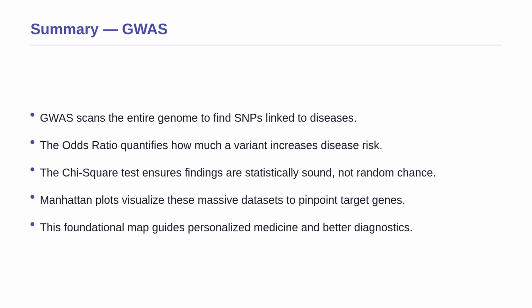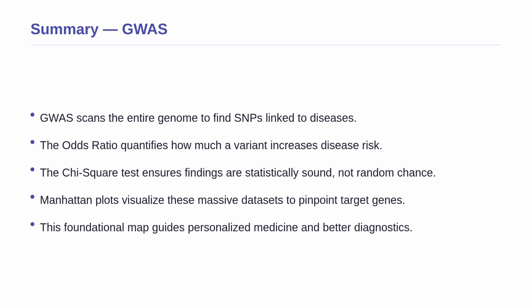We have covered a lot of ground today, so let us review the key takeaways. First, genome-wide association studies are powerful tools that scan the entire human genome to find tiny variations, or SNPs, linked to complex diseases. Second, we learned that we can quantify this risk using the odds ratio, which tells us exactly how dangerous a mutation might be.